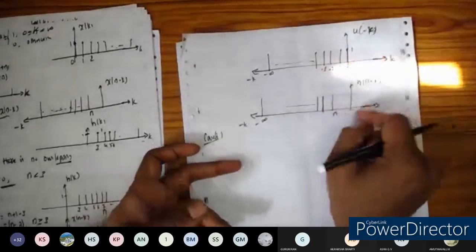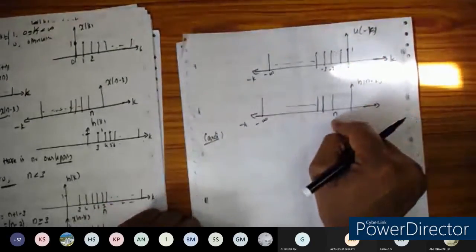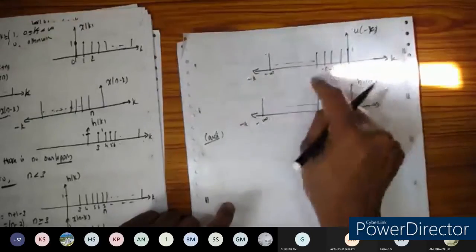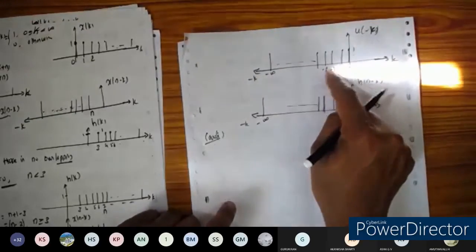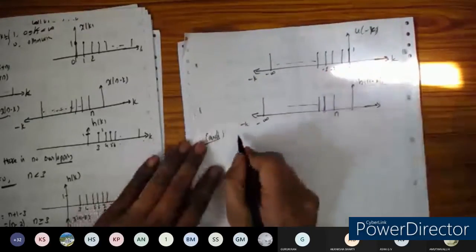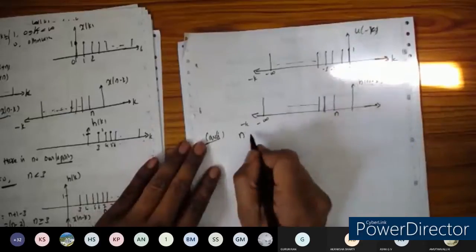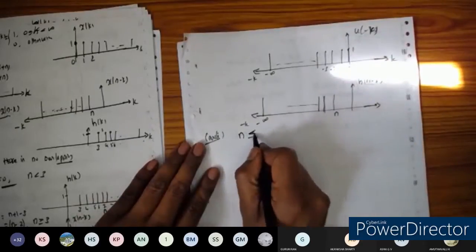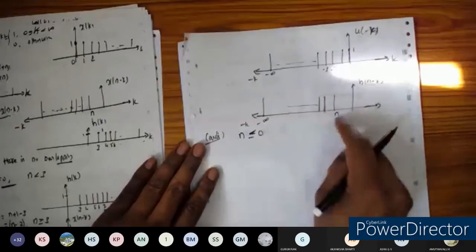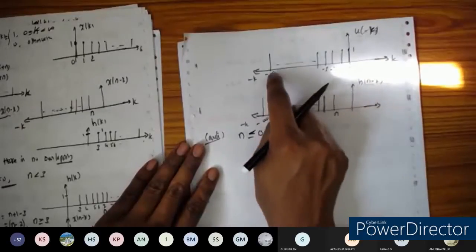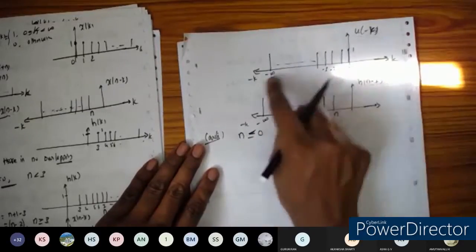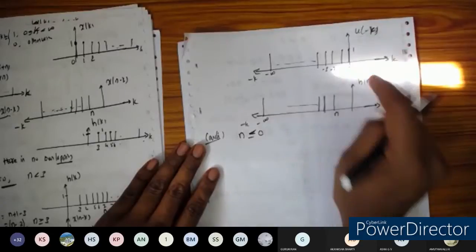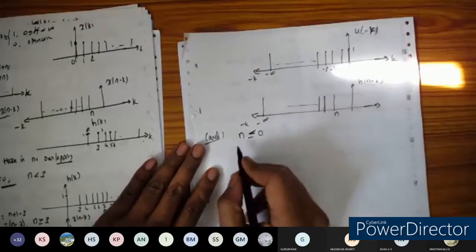Based on the waveforms, we need to take the condition for n. Not n greater than or equal to 0: the first case is n less than or equal to 0. So n can take any value between minus infinity and 0. When n is less than or equal to 0, we take it here.